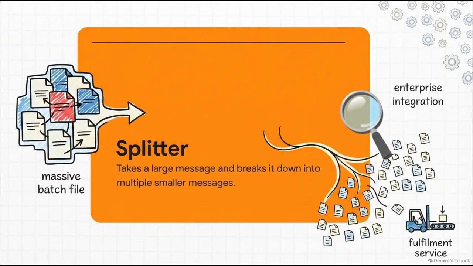Let's say your system receives a massive batch file with 100 different customer orders all at once. You just can't process that as one giant block efficiently. The splitter takes that single massive message and breaks it down into 100 smaller independent order messages. This lets a downstream fulfillment service process every single order individually, which incredibly speeds up your workflow.